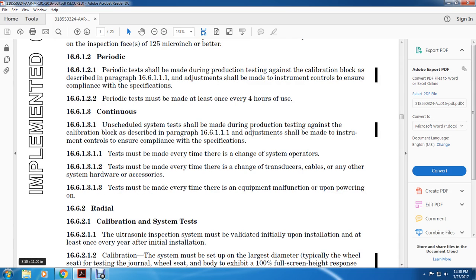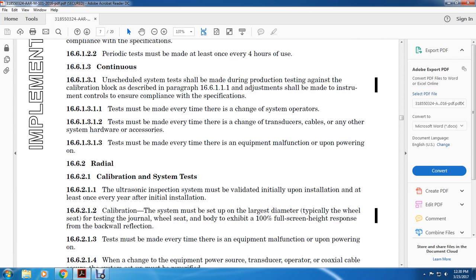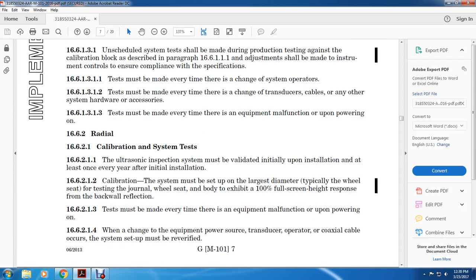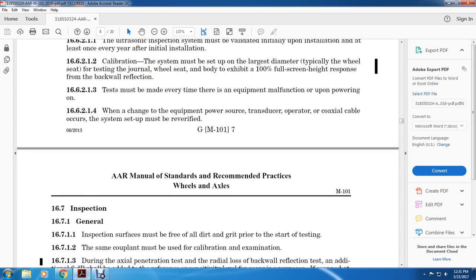16.6.2 Radial calibration system. The ultrasonic inspection system must be validated at initial installation and at least once every year thereafter. The calibration system must be set up with a large diameter typical of the wheel seat, with the testing journal, wheel seat, and body exhibiting 100% of full screen height response for the back wall reflection. Tests must be made every time there is equipment malfunction upon powering on. When the equipment power source, transducer, operator, or coaxial cable is changed, the system setup must be re-verified.